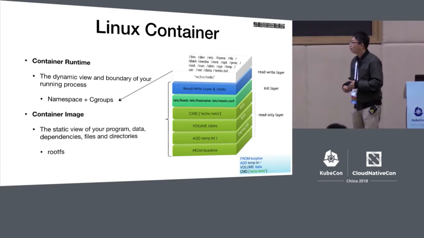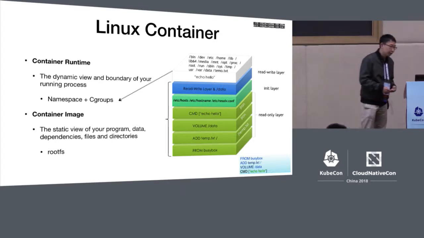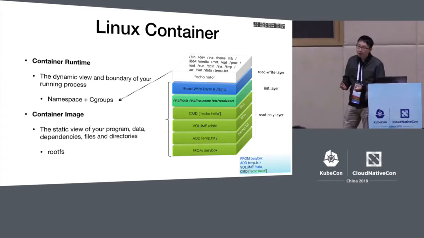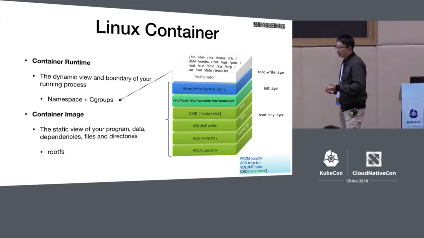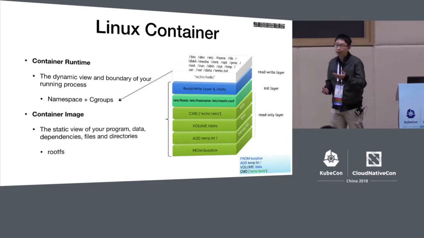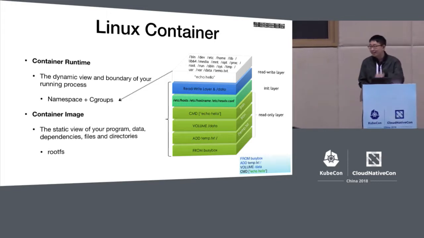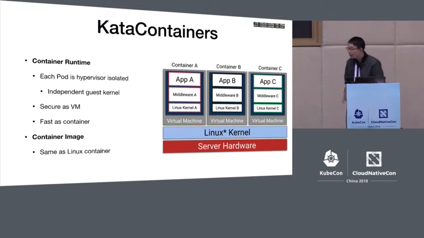But a problem of Kubernetes is what exactly a container is. So this is a Linux container. It includes the container runtime and the container image. The runtime is the dynamic view and boundary of your running process. It's composed of namespaces and cgroups. And the container image, you can comprehend it as the static view of your program, data, dependencies, files, and directories. So this is a compressed package. And when you bind all this information together, which is rootfs, this is the dynamic and static view of your program. So this is a Linux container.